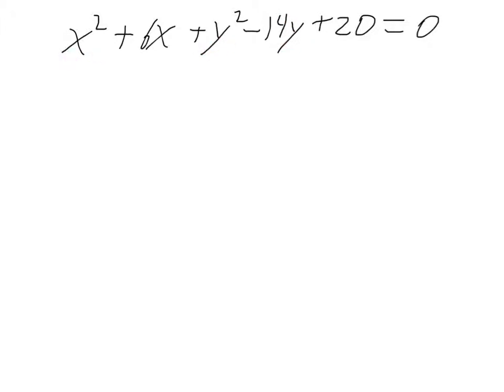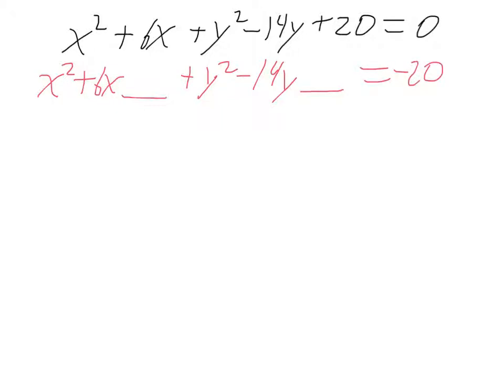So I'm going to do the same strategy. I'm going to rewrite this equation. So I'm going to have the x squared plus the 6x. I'm going to leave a space. And then the y squared and the minus 14y. I'm going to leave a space there because I'm going to have to complete the square there as well. And I'm going to take that 20 and move it over to the other side. And basically what we're going to do is complete the square twice. What? Yep, we're going to complete the square twice.